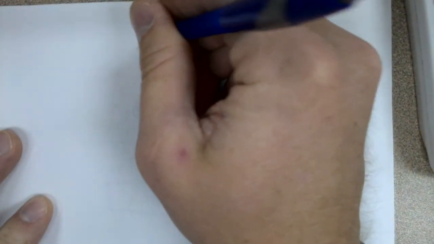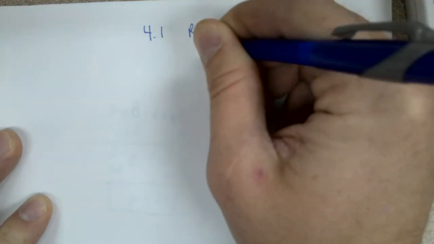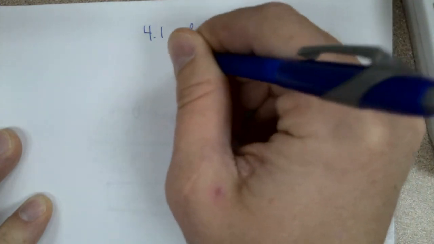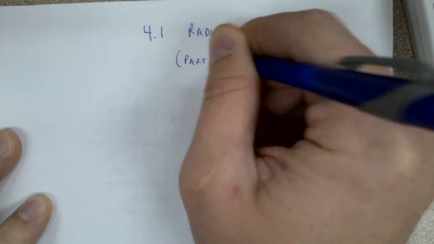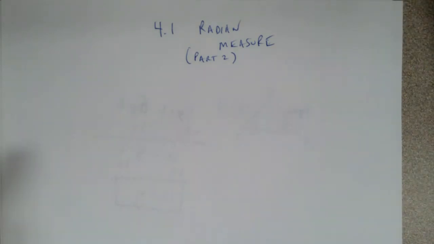Okay, so 4.1, we're going to talk about Radian Measure this morning. This is kind of part 2. Can everybody see that okay on your screen?